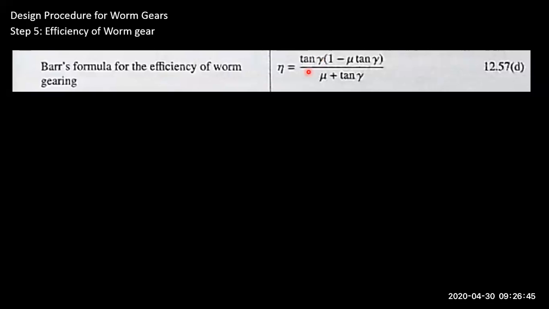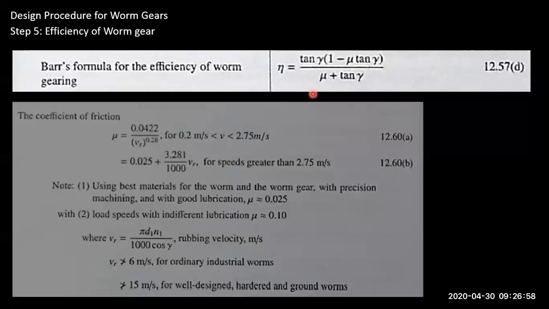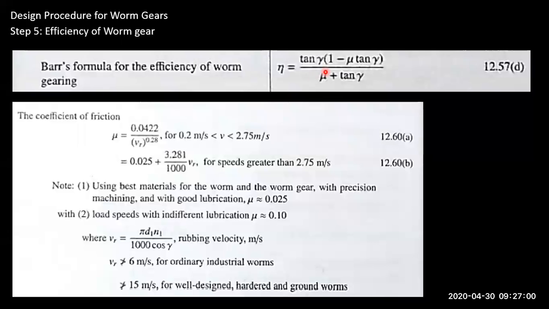For efficiency, you need mostly 2 parameters, which are mu, the coefficient of friction, and gamma. Gamma is the helical angle of the worm. To find mu, there is another formula just on the very next page, which depends on the velocity.